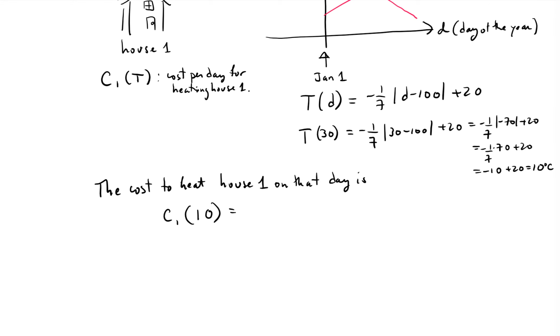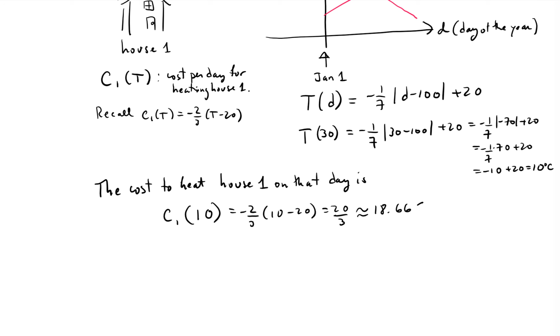I didn't write down what C1 was, so recall, maybe what I had chosen for C1 was, do I have it here somewhere? Yes, minus 2/3 T minus 20. So I will replace T by 10. If we calculate this, we're going to get 20/3, which is approximately $18.66 on that day.